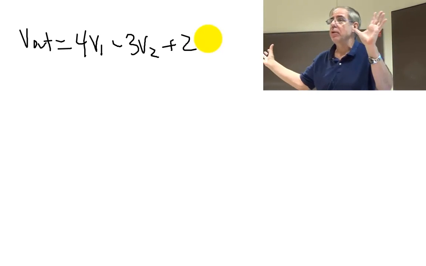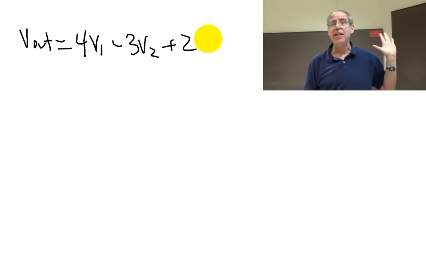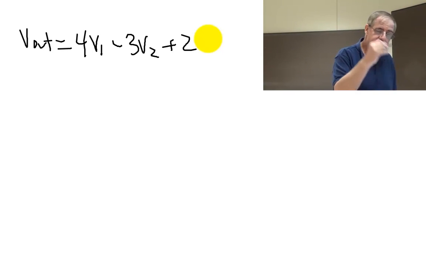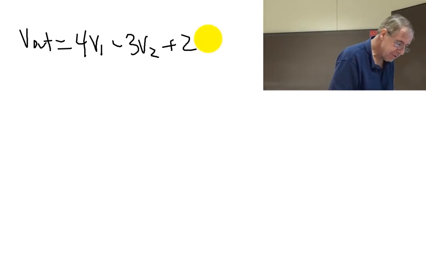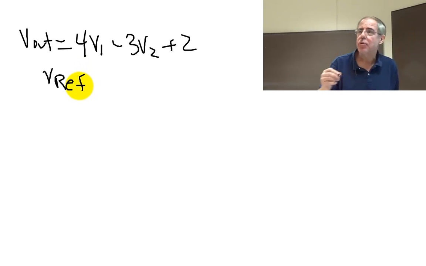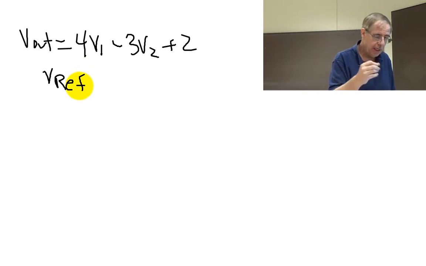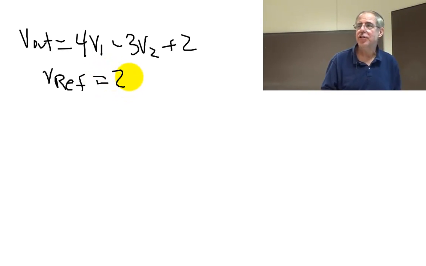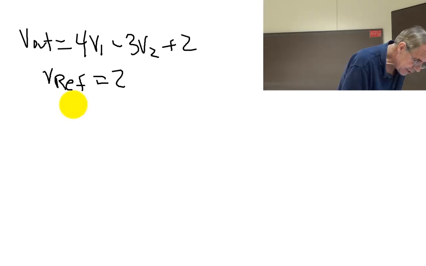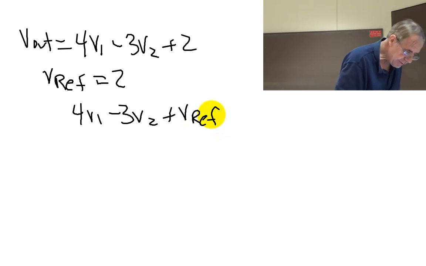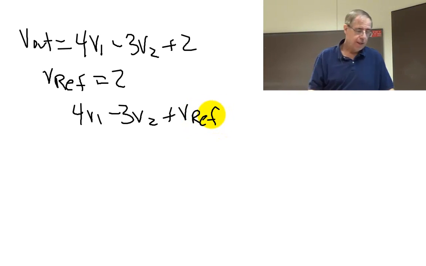I start with any problem, with any numbers in there. I can have as many digits as I want. I'm first going to choose a reference. If I choose a V reference from your LM2024, let's say I choose it to be 2 volts. That's why I knew I could cheat. So I'm going to rewrite this: 4V1 minus 3V2 plus VR, V reference. There we go.